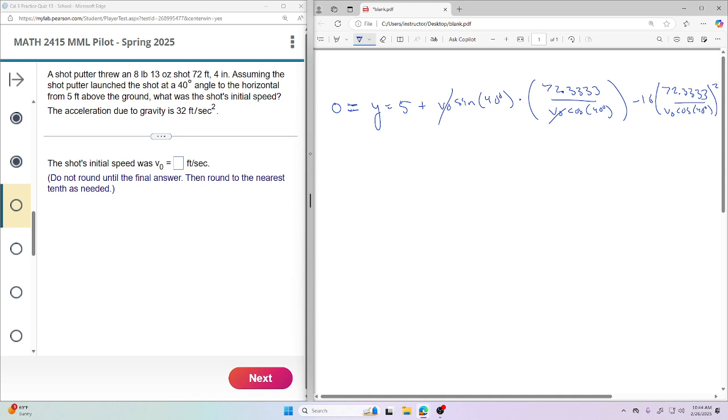Let me try to clean this thing up, right? Because it's all junk. So we got 72, 333, and we got sine over cosine. So I'm just going to put a tangent to make it a little bit cleaner. And then we have the 5. Forgot about the 5 in the front. And then this silliness just won't go away. So v naught squared cosine squared. And this whole thing's supposed to equal 0. Okay, cool. This is going to be way easier. I got to use a calculator, of course.